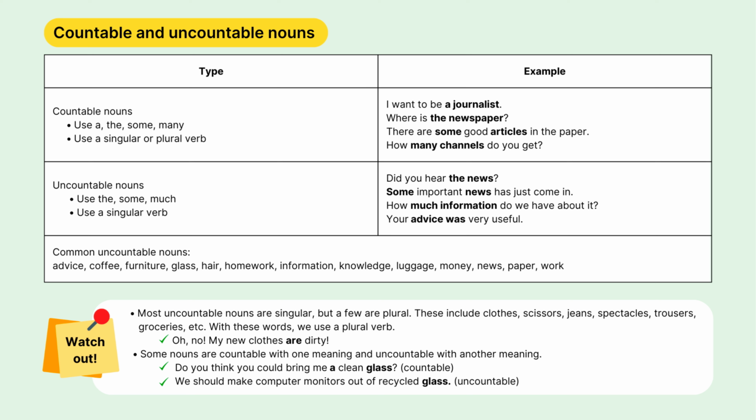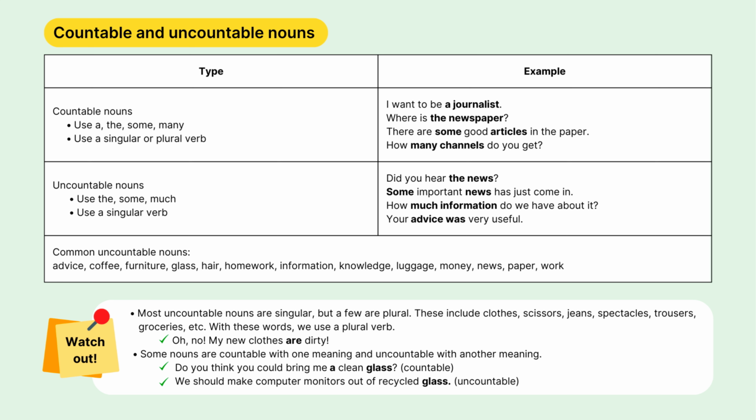Watch out: most uncountable nouns are singular, but a few are plural. These include clothes, scissors, jeans, spectacles, trousers, groceries, etc. With these words, we use a plural verb. Oh no, my new clothes are dirty. Some nouns are countable with one meaning and uncountable with another. Do you think you could bring me a clean glass? Countable. I thought we should make computer monitors out of recycled glass. Uncountable.